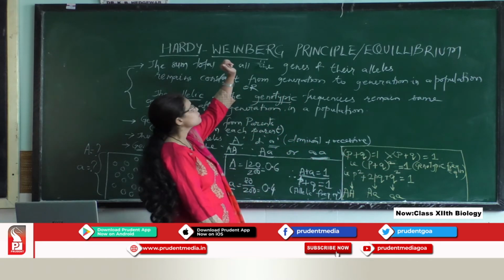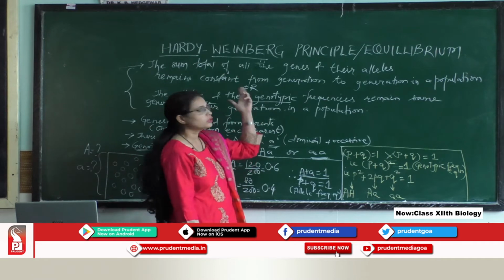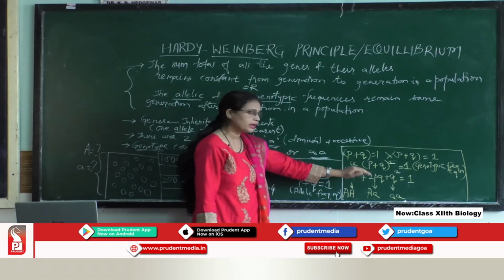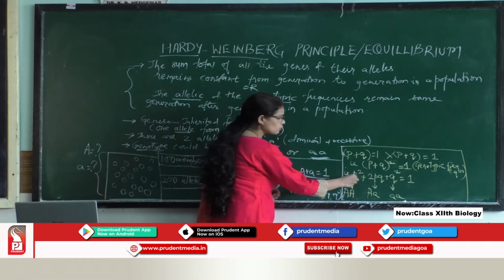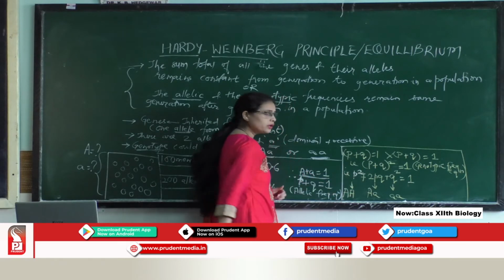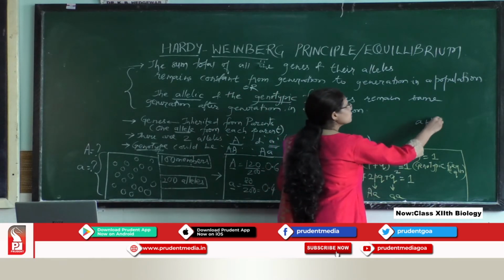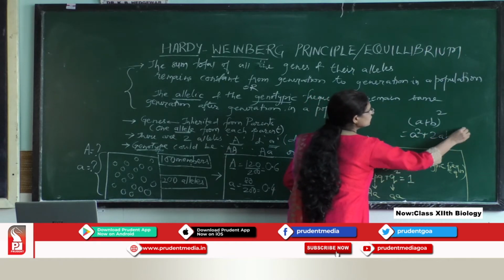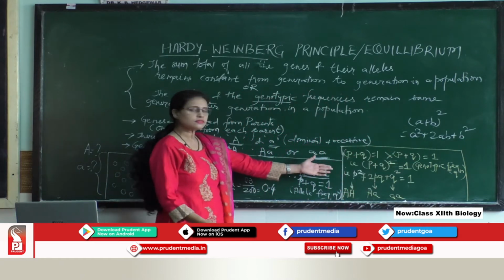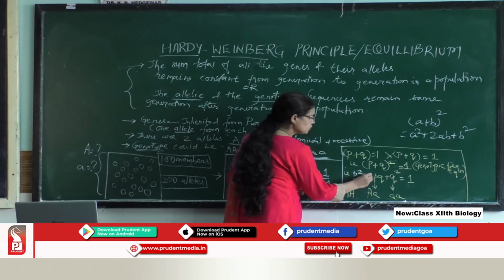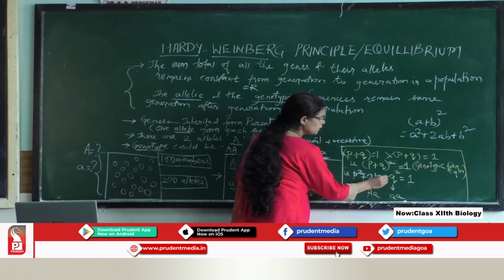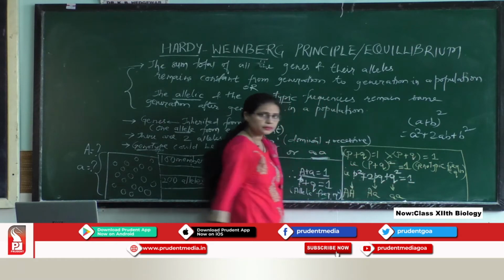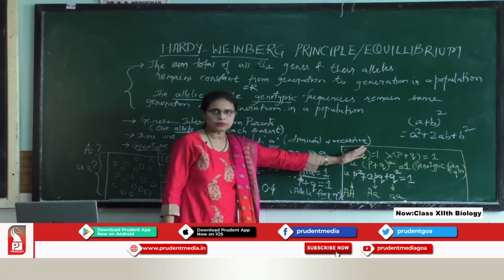This equation was given by Hardy-Weinberg, both the scientists, and they said if I can expand this, it would be like P square. We know in mathematics (A plus B) the whole square is A square plus 2AB plus B square. So I'll write P square plus 2PQ plus Q square equals 1. Why is it equal to 1? We have already found out.